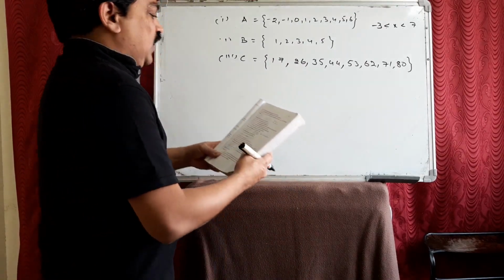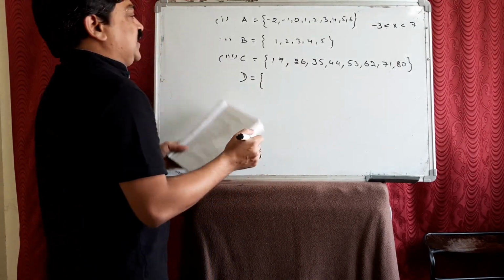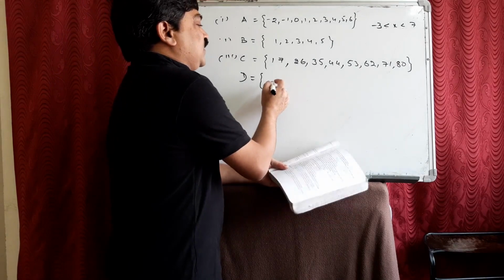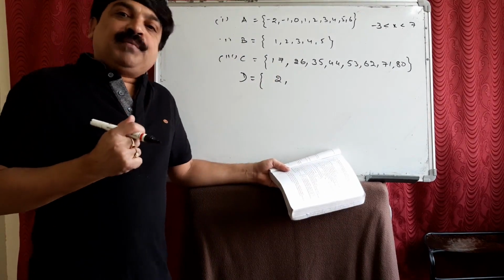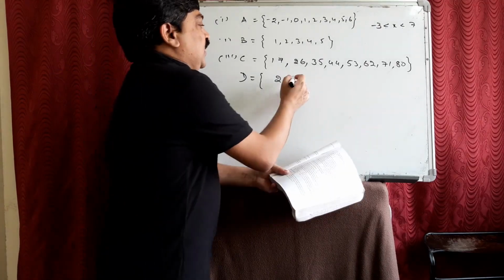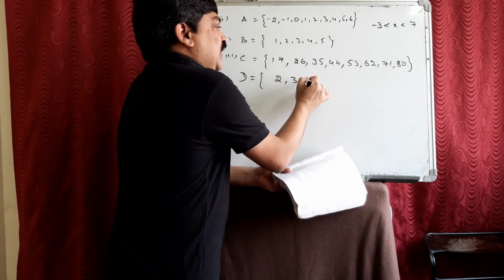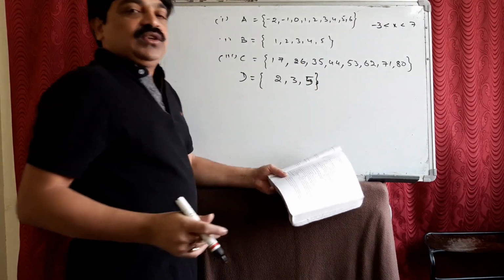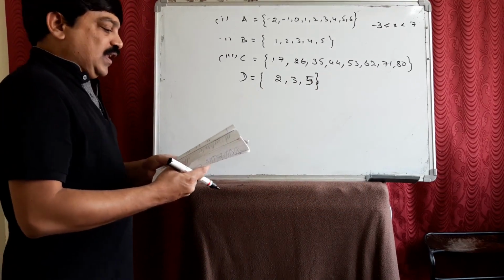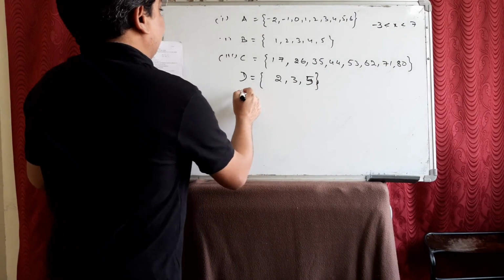Now, D. Prime numbers which are divisors of 60. 2. I don't write 1 because 1 is not a prime number. 2, 3, 4. Sorry, 4 is not a prime number. I should not take 4. 5. That's it. So the rest are not prime numbers. Next one, E.